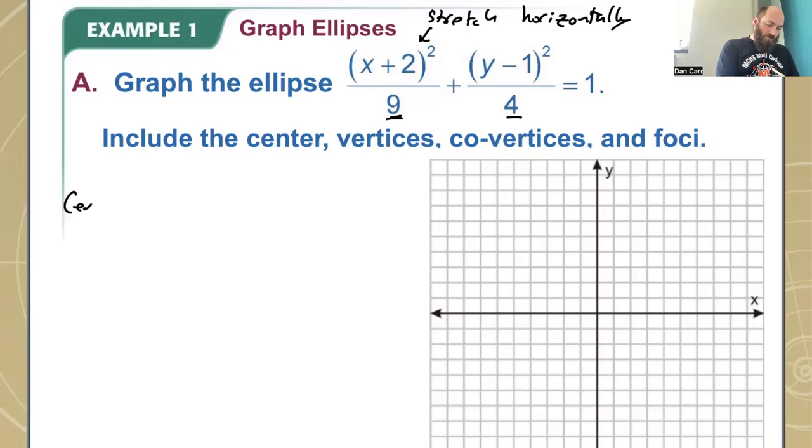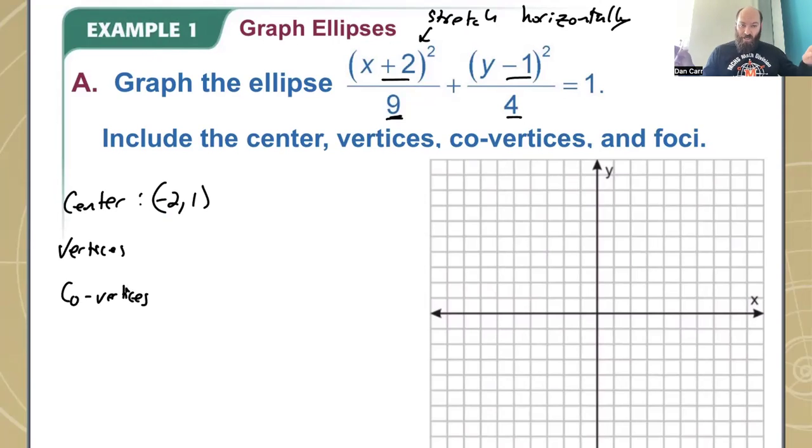We're going to start with the center, which is going to be based on these two values. Just like the circle, they're going to go opposites. So -2, +1. Okay, then I'm going to need to find my vertices and co-vertices. My vertices are going to be along the major axis to the edges, and co-vertices are going to go the other way. Okay, and then also find the foci.